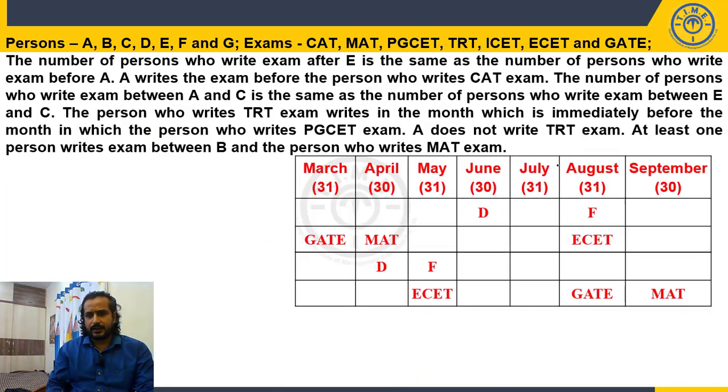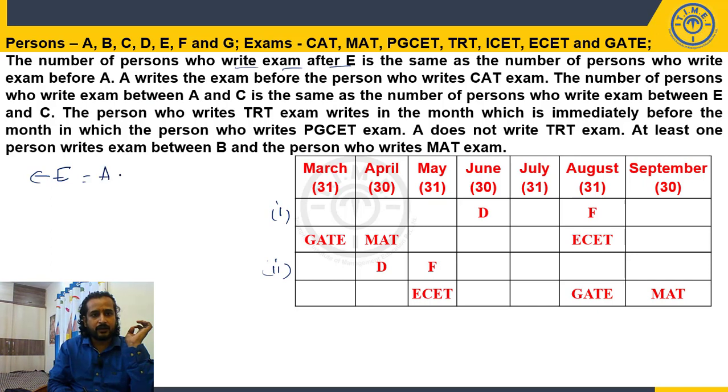Now the same. GATE, MAT, D, F, E set. Wherever the F is there, you can freeze the E set also, because it is direct information given. F writes the E set exam. Right? Now move to the next. The number of persons who write the exam after E. So it is case 1 and case 2. Both we need to deal with simultaneously. The number of persons who write the exam after E is the same as the number of persons who write the exam before A.